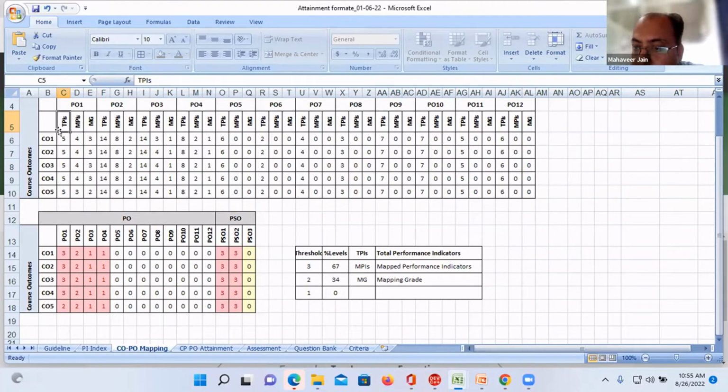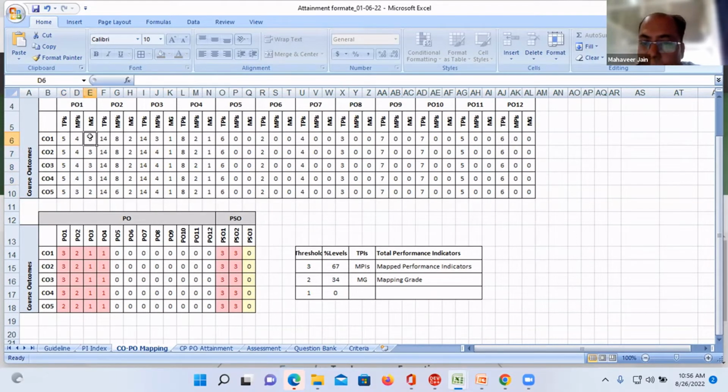It means how many performance indicators a PO has. PO1 has a total of 5 performance indicators. PO2 has 14 performance indicators. PO3 has 14 performance indicators. It is already given by the NBA. You write this. After that, how many are mapped? Out of 5, 4 are mapped. As you see here, I have already highlighted it: out of 5, 4 are mapped.